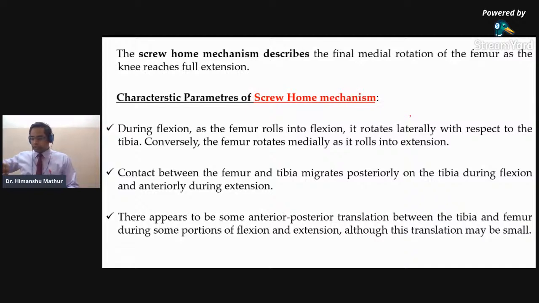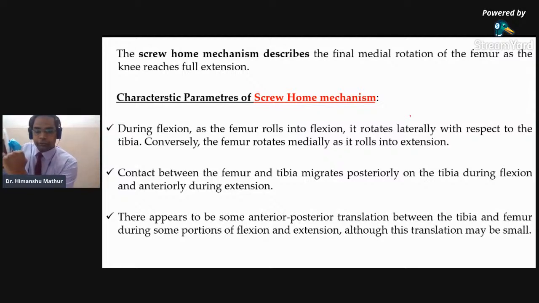Suppose this one is a very small lateral condyle and this one is a very large medial condyle, and this is the tibia which is articulating with it. Now it is in flexion. Whenever it is coming into complete extension, the lateral side will complete its rolling earlier because of its short structure, but the medial side will take time to complete its rolling because of its larger structure.